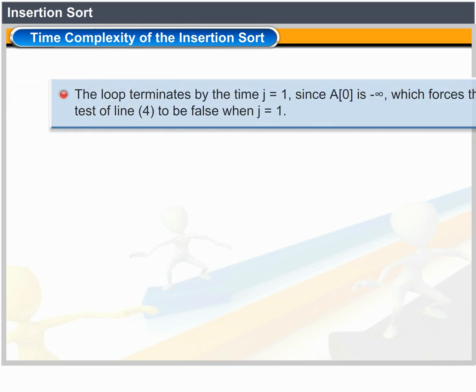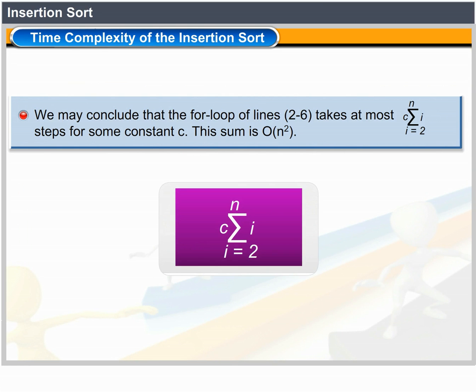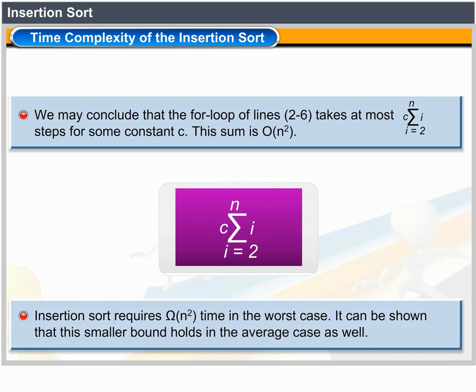We may conclude that the for loop of lines 2 to 6 takes at most c times the summation of i from i equals 2 to n steps, for some constant c. This sum is O(n²). Insertion sort requires Ω(n²) time in the worst case. It can be shown that this lower bound holds in the average case as well.